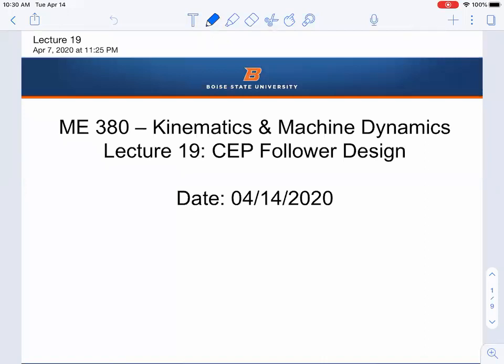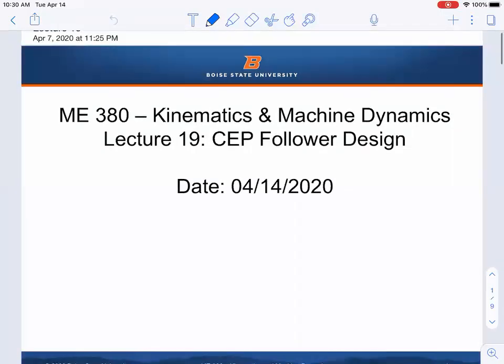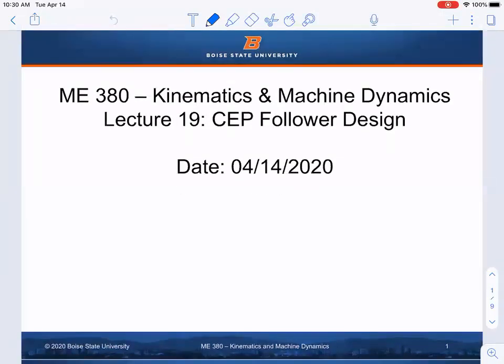All right, so this week we're gonna go over the design of cams and followers. The next two lectures are gonna be really important in your exam number 5, I believe. The first one is called CEP. Yeah, it's only one more exam. I forgot if it's 5 or 4. I think it's 4. Yeah, don't panic. I think that's my mistake.